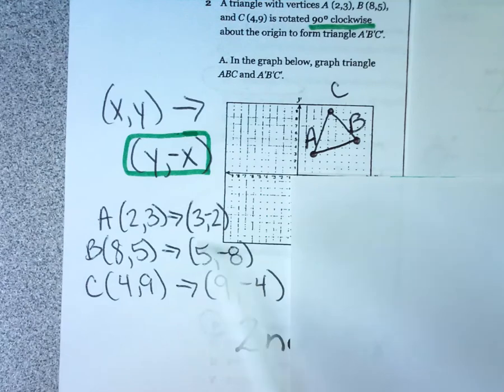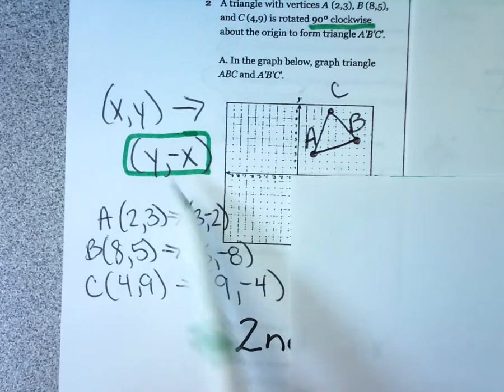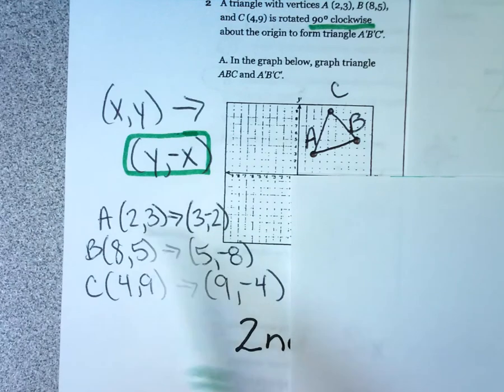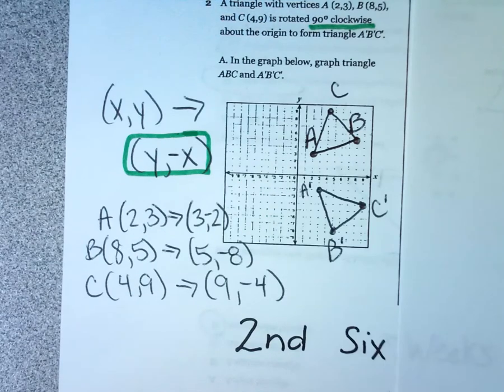A was the ordered pair 2, 3. So first I want the y, which is 3, and then I want the opposite of x, so the opposite of 2 is negative 2. And then I do the same thing for B and C. So whatever the ordered pair is, it becomes the y-coordinate, opposite of x. And if I graph it, that's what it would look like. And that is a 90 degree clockwise rotation.